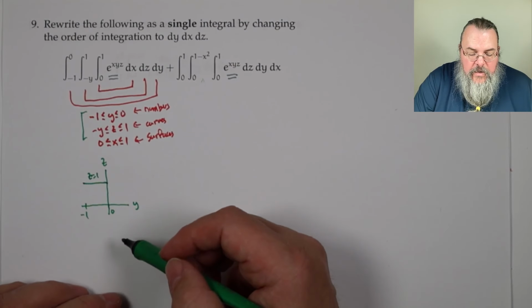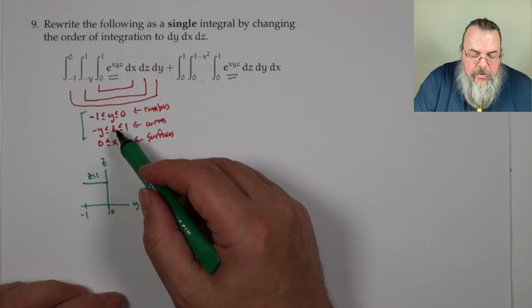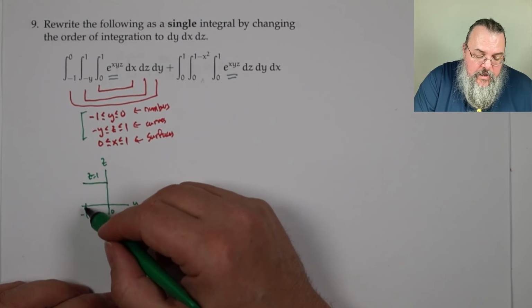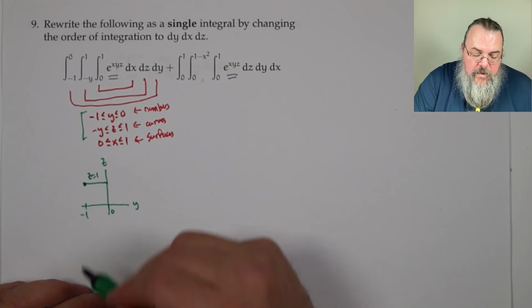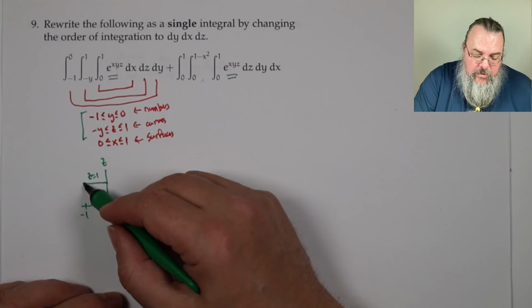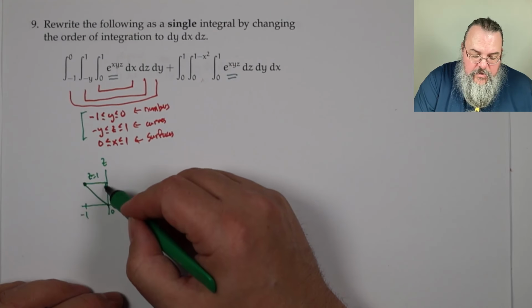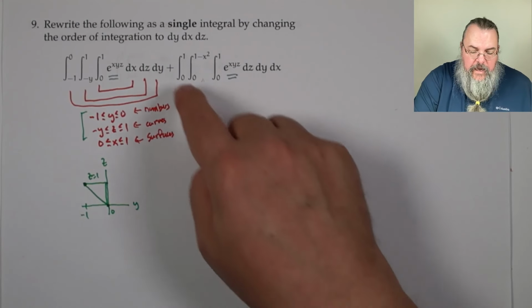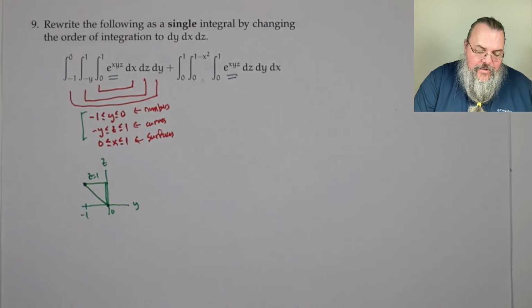And then we're told z equals minus y. Well, what does that look like? Well, it starts at 1 for y equals -1, and it's going down. So it's this triangle. That's what the outer two layers are telling us. It's this triangle.